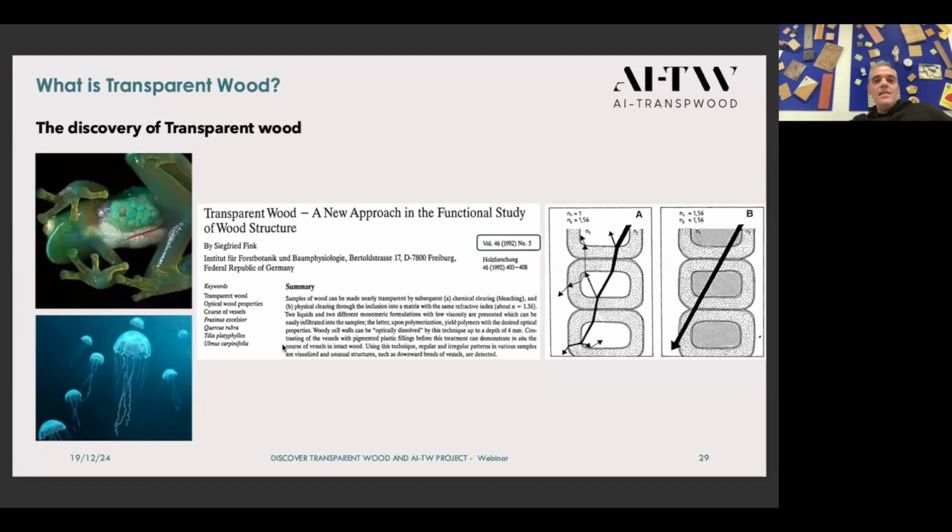In 1992, Sigrid Fink was researching wood and had the brilliant idea of trying to make it transparent. This was performed by removing the lignin that fills the wood channels and replacing the lignin with some other materials whose refractive index should match perfectly, or should be very, very similar to that of the wood after the lignin removal. This way, the light passes through the delignified and infiltrated wood without any deviation, any scattering phenomenon.